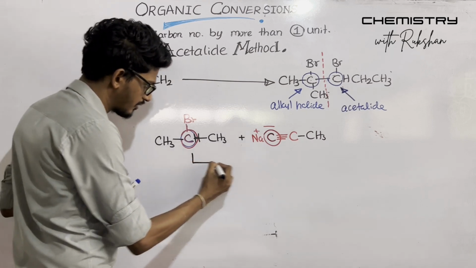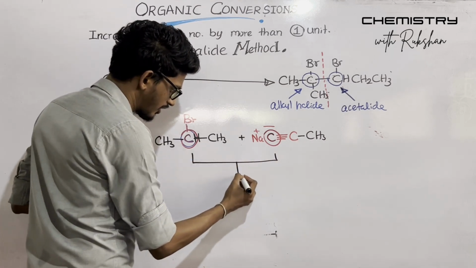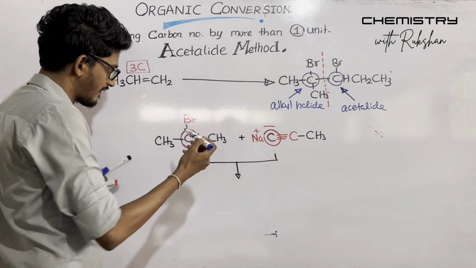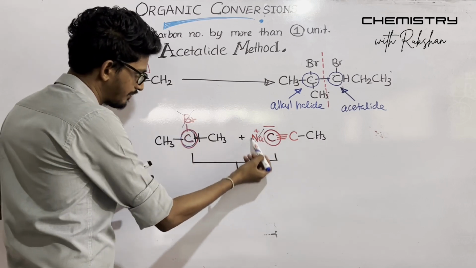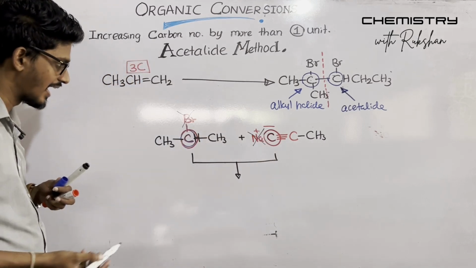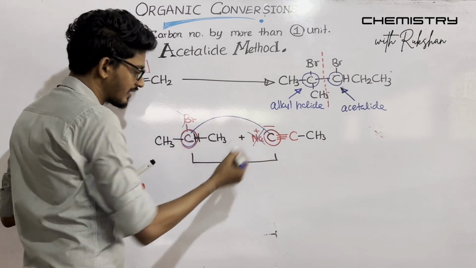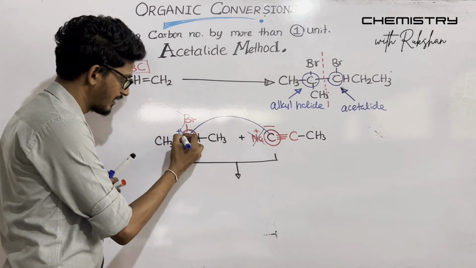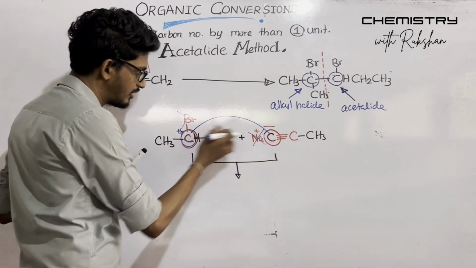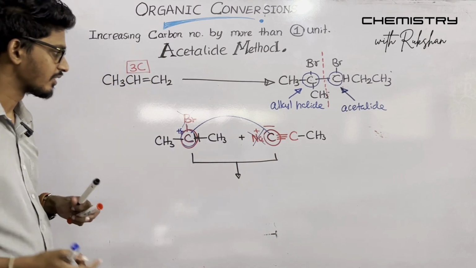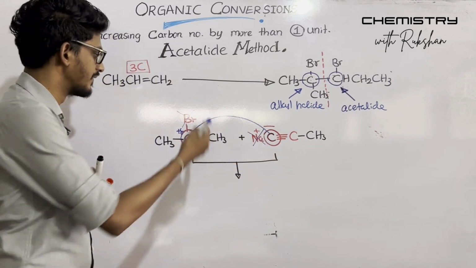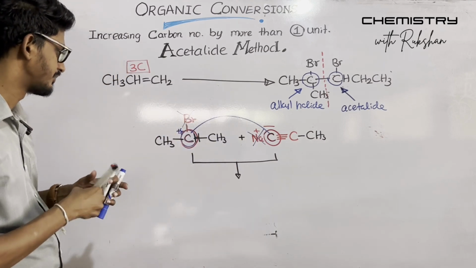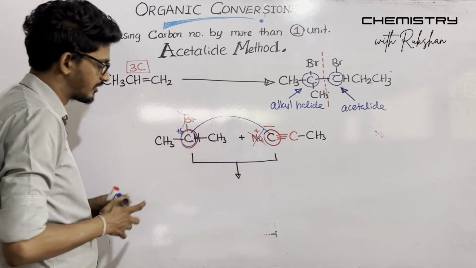Let's try to join these 2 guys, right? Okay, let's join. So what will happen? Basically this Br and this sodium, those will leave and these 2 guys will get connected, right? So as this is your positive carbon and this is your negative carbon, these 2 will get connected by releasing the sodium and the bromine of these 2 compounds, right? Okay, let's connect the 2 accordingly.